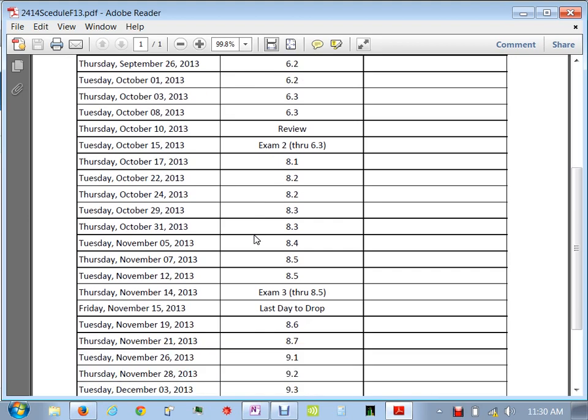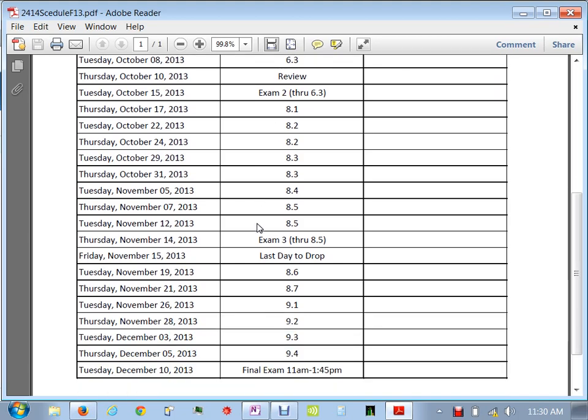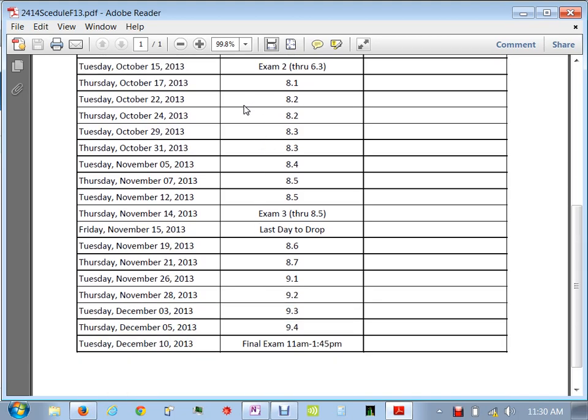We'll go into Chapter 8. Like I said, this was that chapter that was missing for a long time. And then look at 8. 8 is easily a third or more of this class. And then we get into Chapter 9.